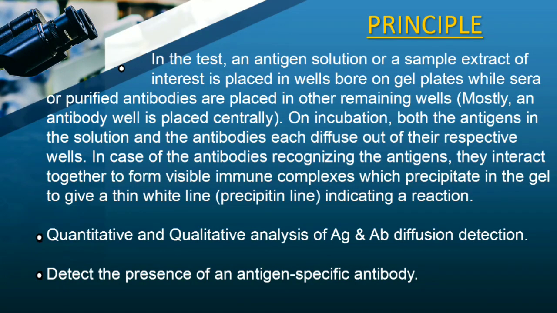Principle: it is stated that a sample extract is placed in a well on the gel plate, while the antibody is placed in the central well. The diffusion occurs between the antigen and antibody together, which shows visible immune complexes and forms precipitate lines as an indicator. It is a quantitative and qualitative analysis of antigen and antibody diffusion and detects antigen-specific antibodies.